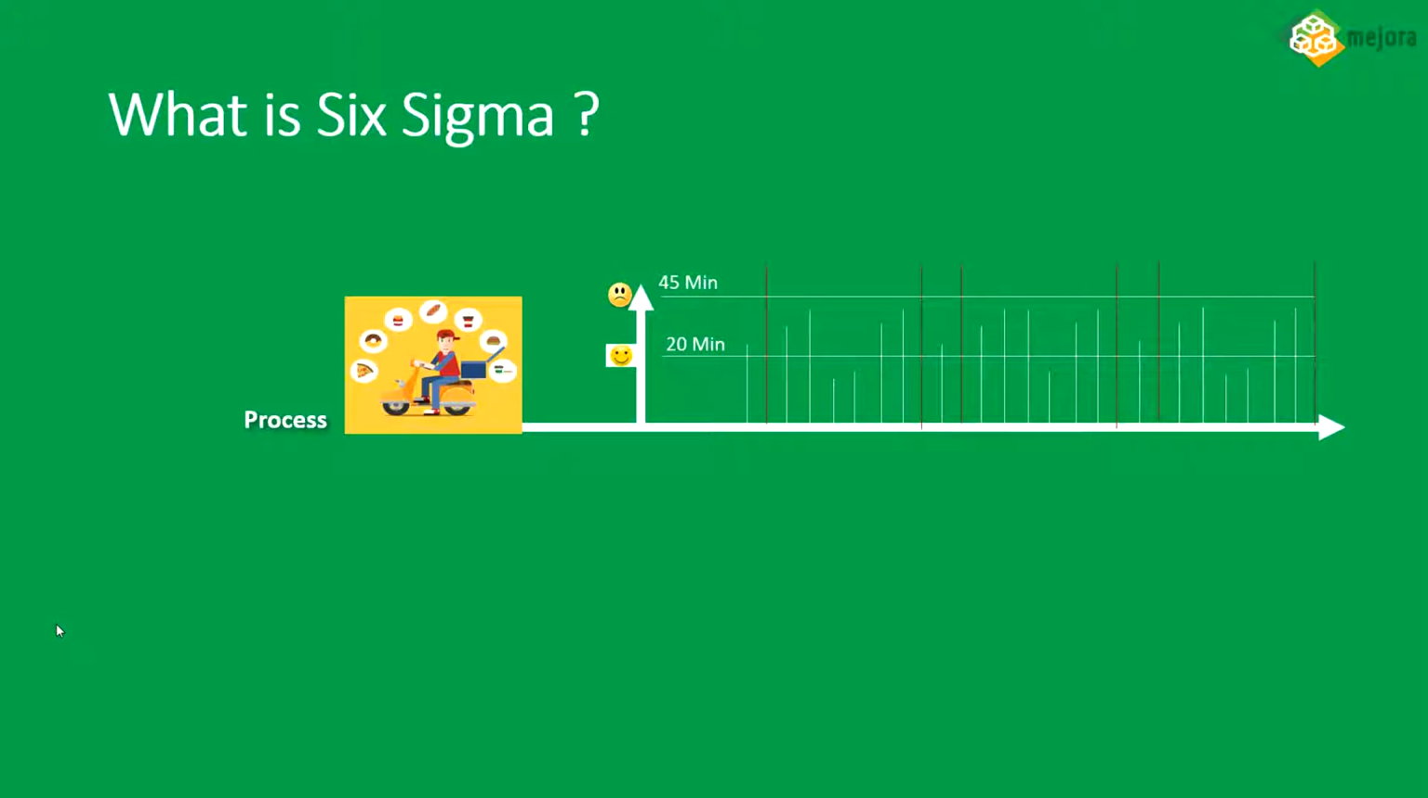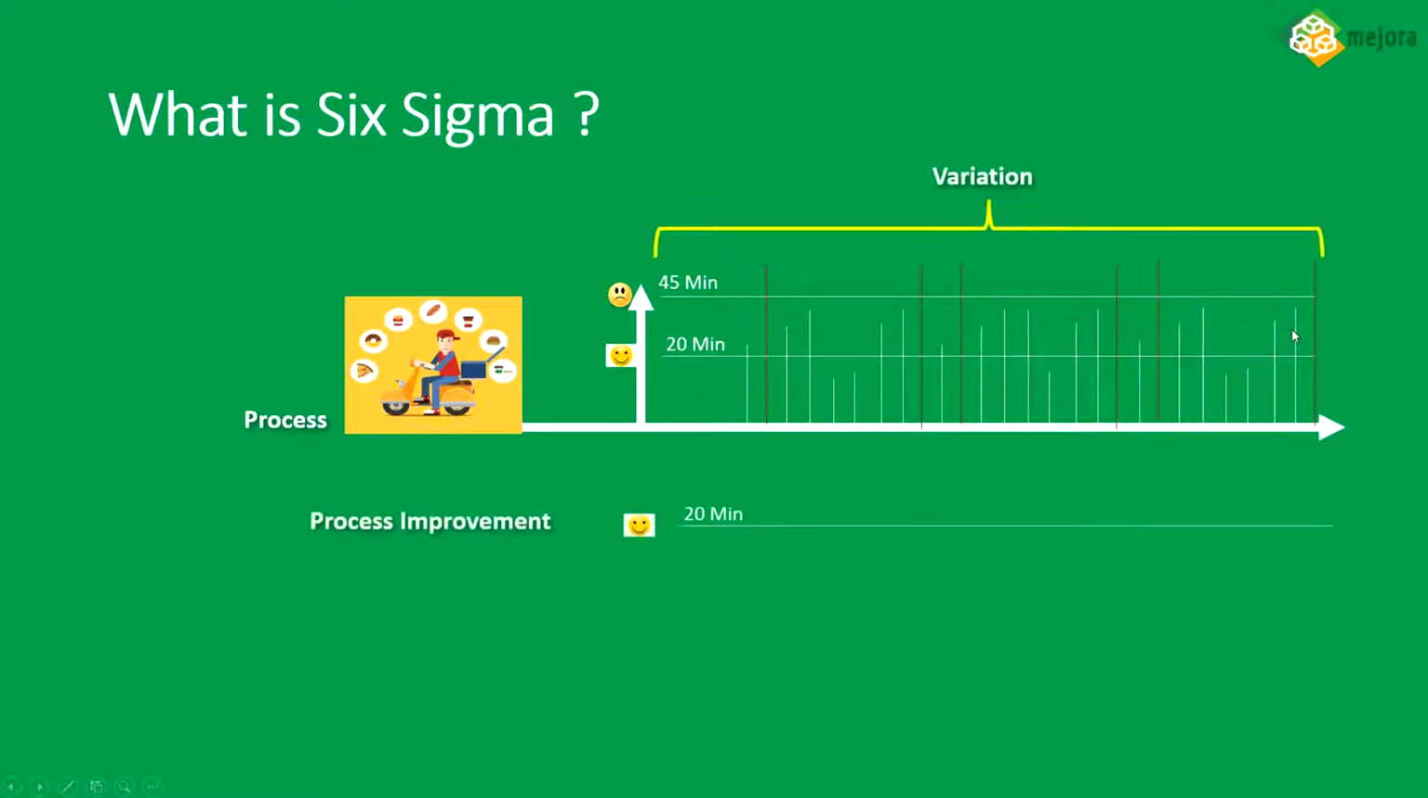If you see here, we have represented the difference in times for different days when you order. Some days it reaches around 20 minutes, some days before 20 minutes, some days after 45 minutes, some days just before 45 minutes. This inconsistency we can see here is what we call variation. Now, process improvement means how we can improve this 45 minutes and reduce it further, closer to 20 minutes.